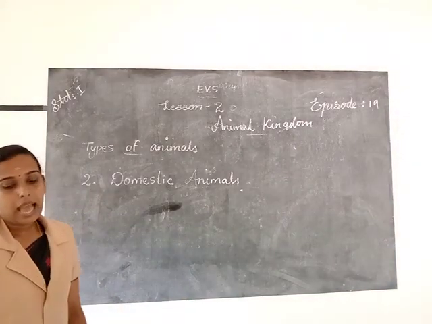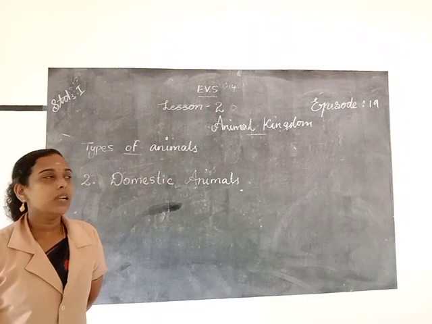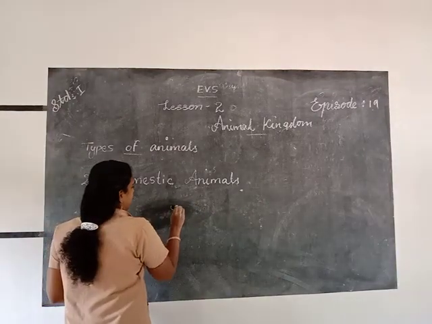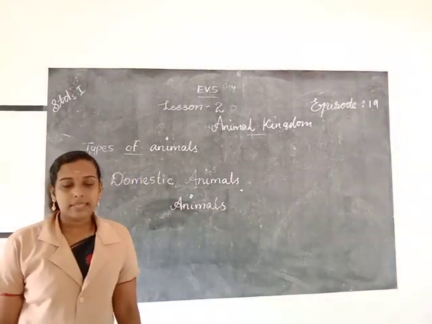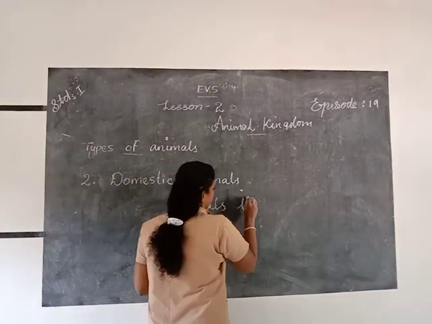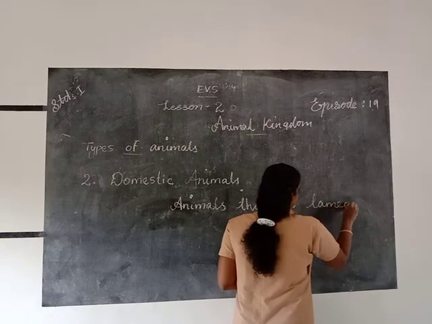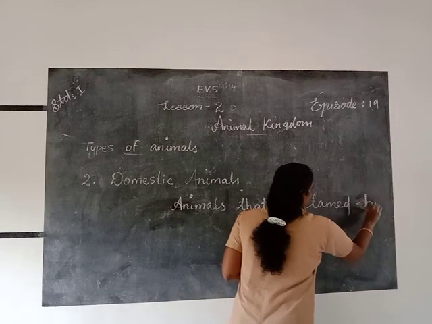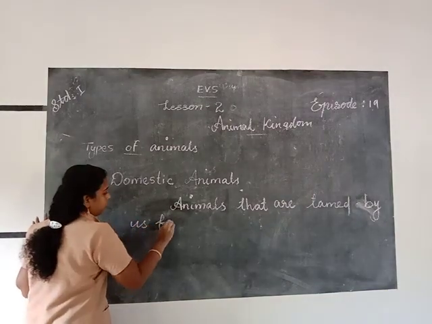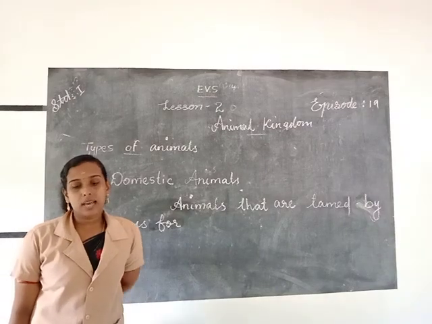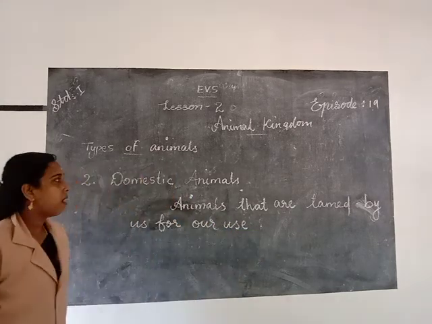So what do you mean by domestic animals? Animals that are tamed by us for our use are called domestic animals. A-N-I-M-A-L-S, animals that are tamed, T-A-M-E-D, tamed by us for our use are called domestic animals.